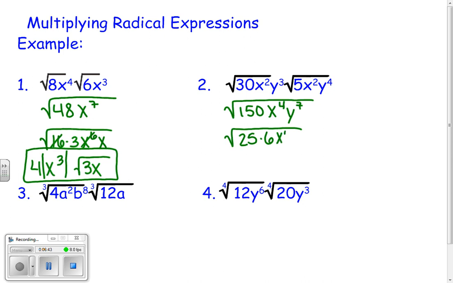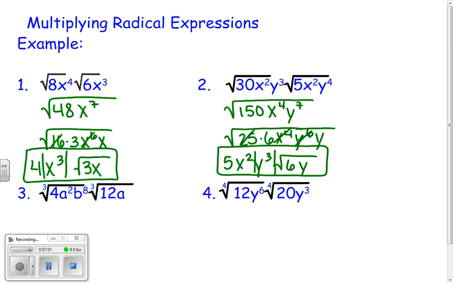The x to the fourth is okay, but you're going to have to make the y a y to the sixth y. The square root of 25 is 5. The square root of x to the fourth is x squared. And the square root of y to the sixth is y cubed, which means you're left with the square root of 6y. You started even and ended odd on the y cubed, so you need absolute values.